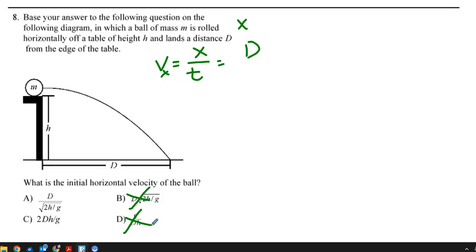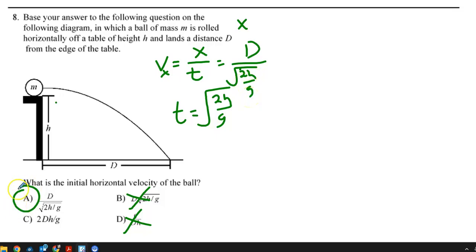Now the question is, what's the time in the air? Once again, from the previous problem, the time in the air is based on the height, and that's going to be the square root of 2h over g. So this is going to be d divided by the radical of 2h over g, and that looks like letter A. So, wow, this might look like an intimidating problem, but it's actually pretty straightforward.